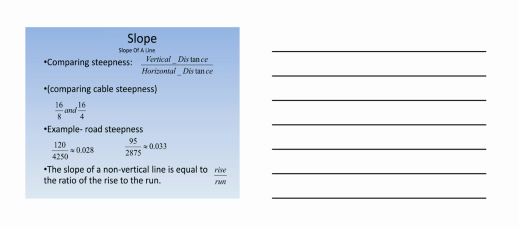Slope. Comparing steepness. We have vertical distance over horizontal distance. As an example, we have comparing cable steepness, 16 over 8 and 16 over 4. Let's see. Let's say you're walking on the street.